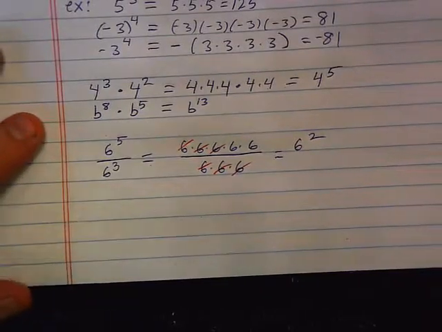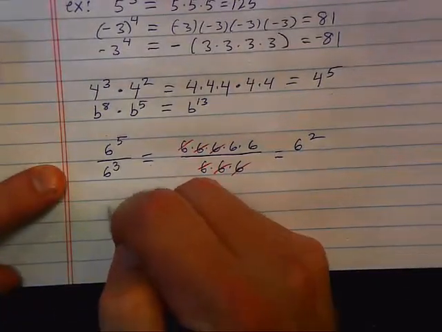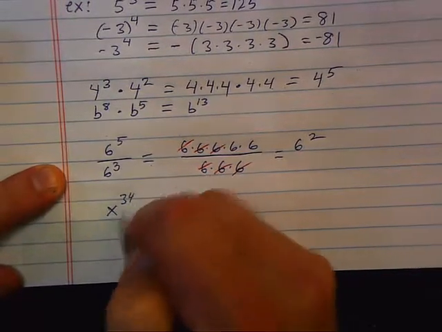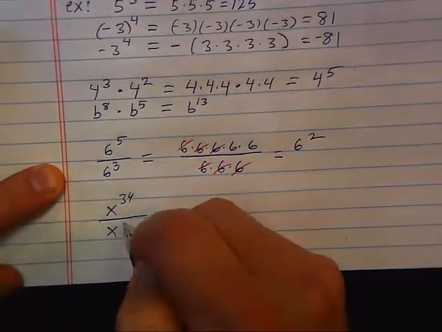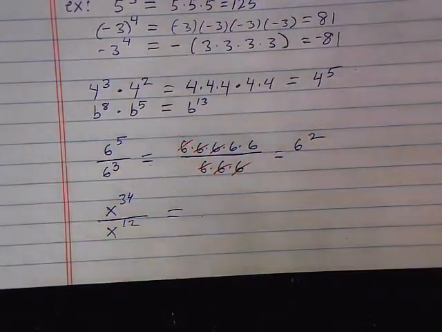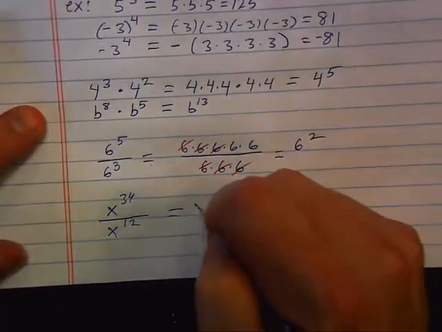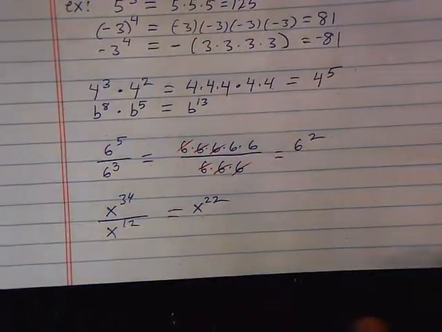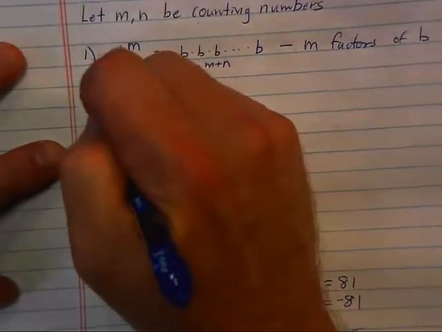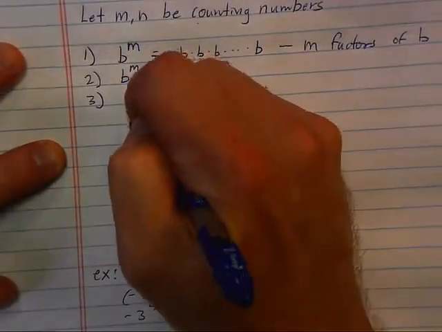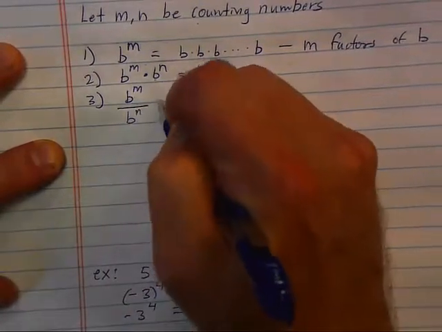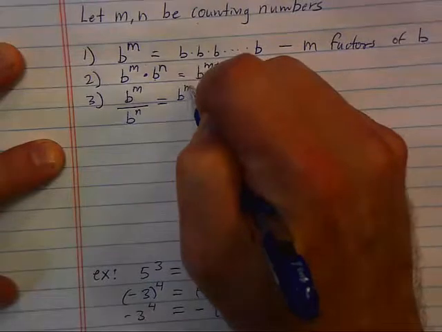All right. So if I had x to the 34 divided by x to the 12, you would tell me that's x to the 22. Okay, so that's rule number 3. Back up to rule 3 here. Rule 3 says b to the m divided by b to the n equals b to the m minus n.